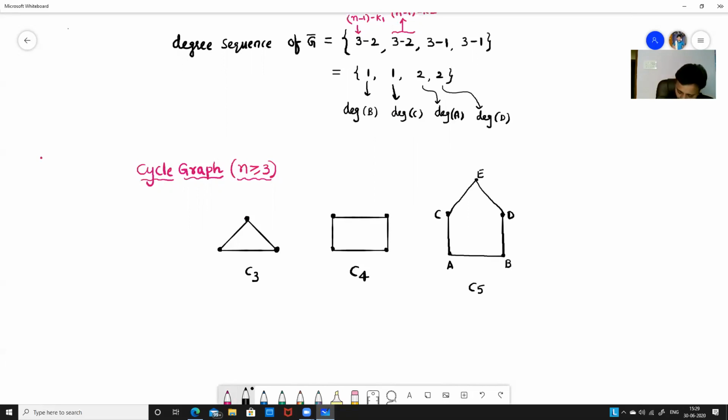The first point to remember in the properties of the cycle graph is that the number of edges in a cycle graph of order n must equal the number of vertices, which must equal the length of the cycle. This is a basic property. Clearly, if you take C3, there are three edges, three vertices, and the length of the cycle is also 3. Therefore, this property is perfectly valid.